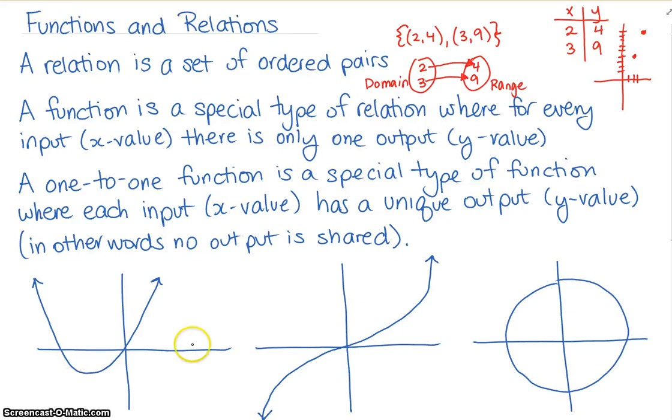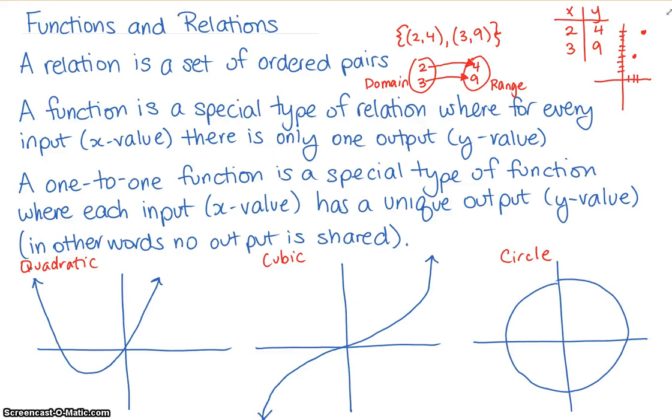Now down below here we have 3 graphs. This one is referred to as a quadratic graph. This one is a cubic. And this one is a circle. Now we're going to be learning about these types of graphs and how to generalize these graphs, but we'll start off with just the overview of what they are.